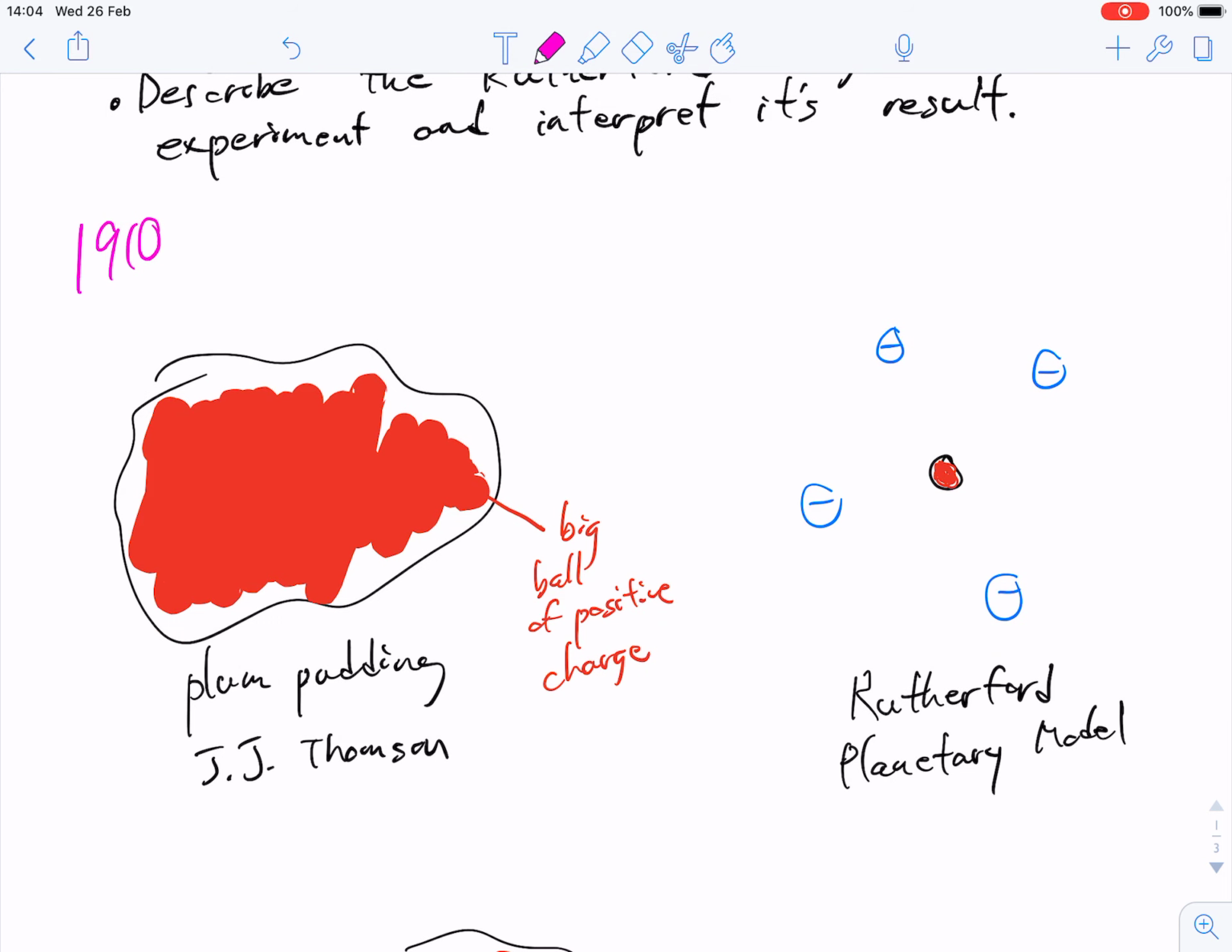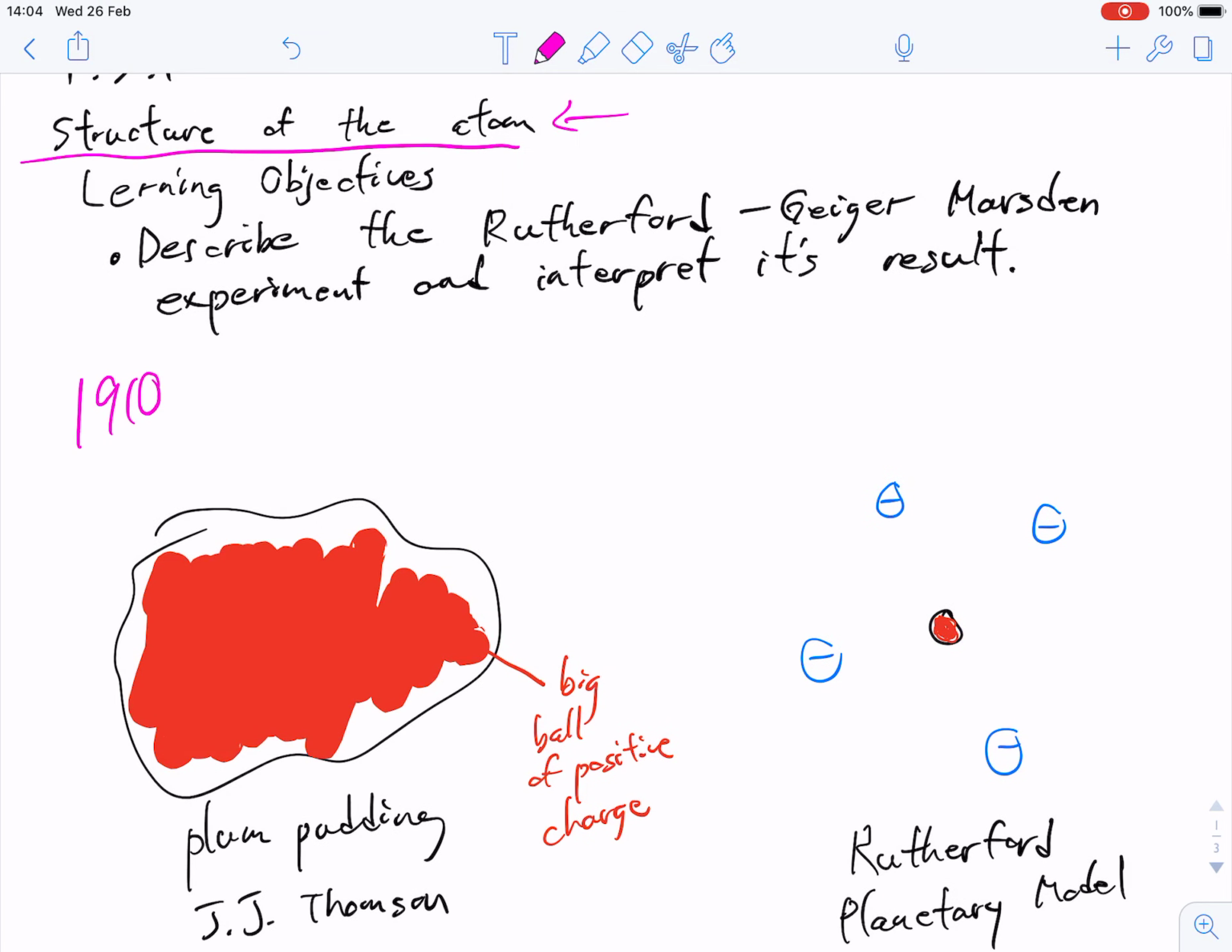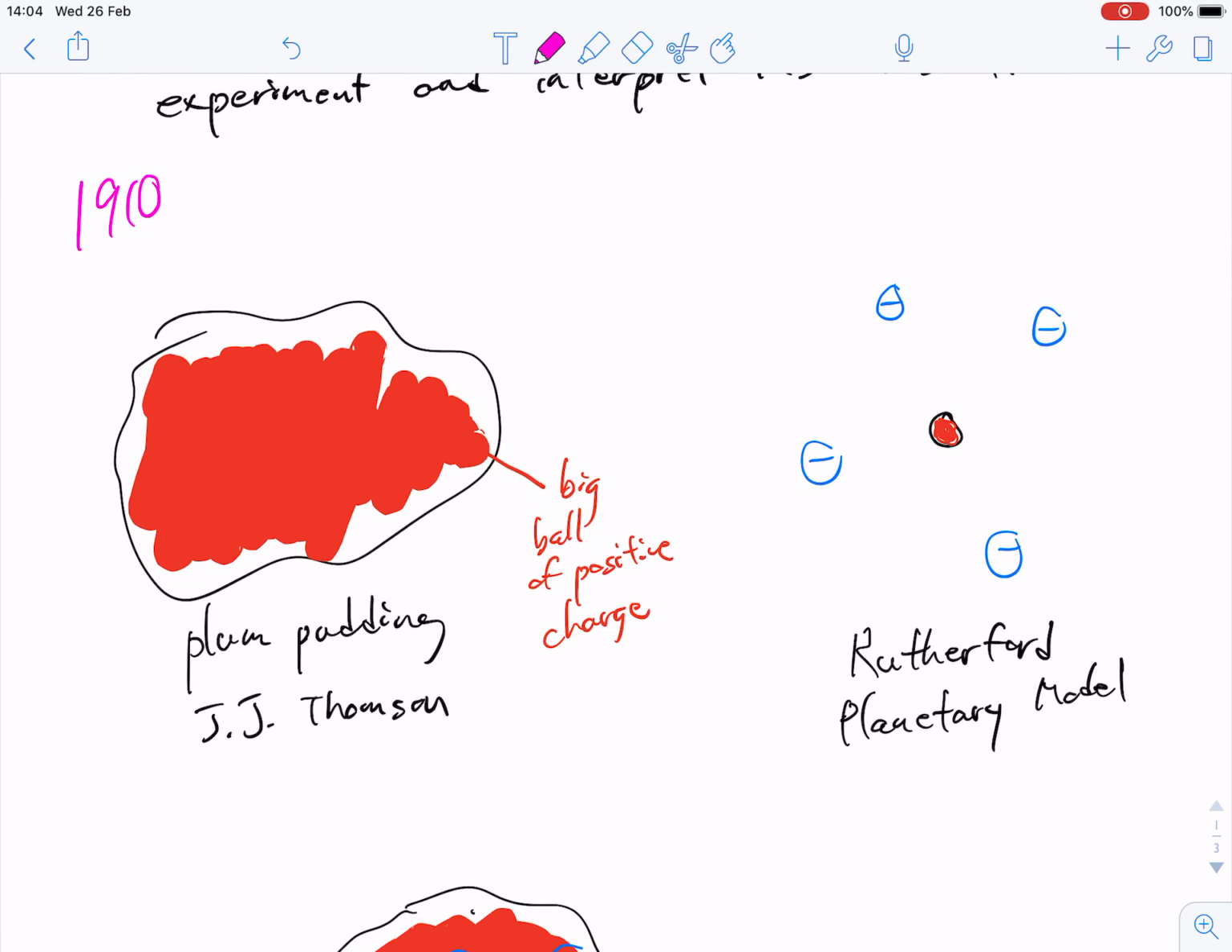Niels Bohr, at this point, had come up with his model of the atom. And there was another physicist, J.J. Thomson, who was trying to come up with a theory and a model for what the structure of the atom was like, as our topic here indicates. So J.J. Thomson proposed what was called the plum pudding model.